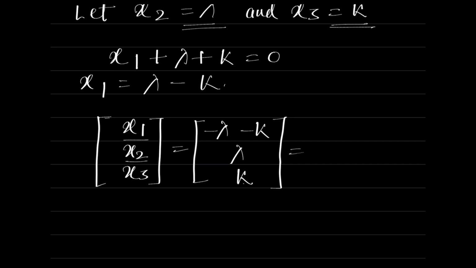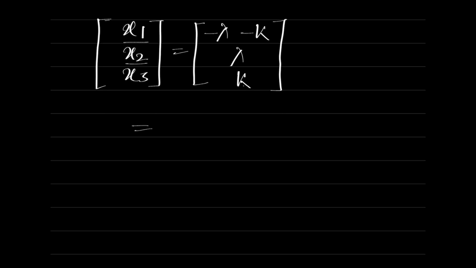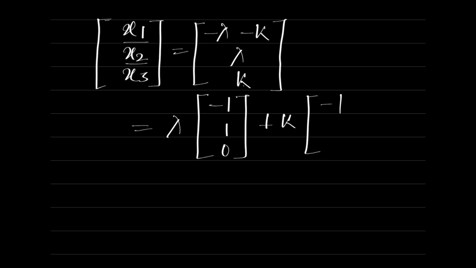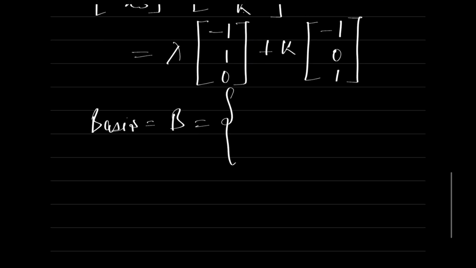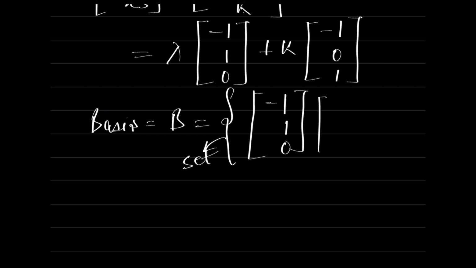Now we separate variables. Lambda times (-1, 1, 0) plus k times (-1, 0, 1). Then our basis B will become, let us take a set, (-1, 1, 0) and (-1, 0, 1), which is equal to B.